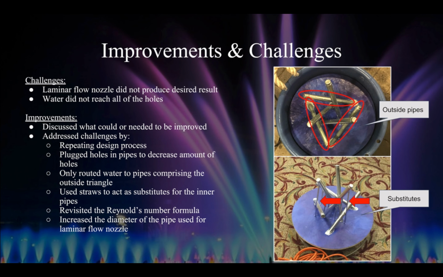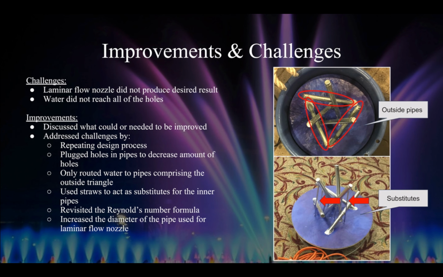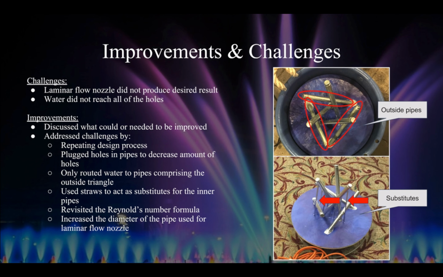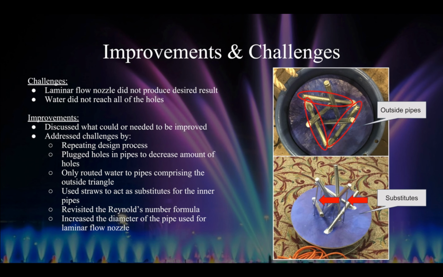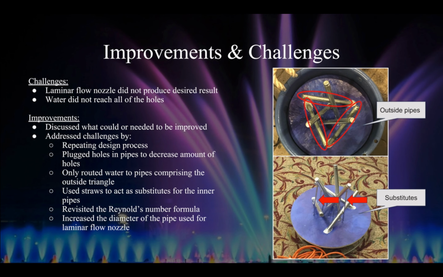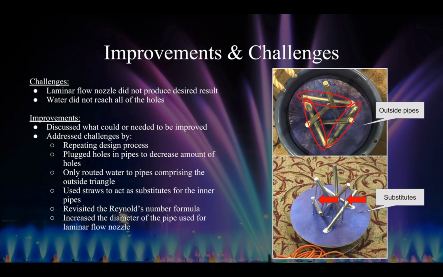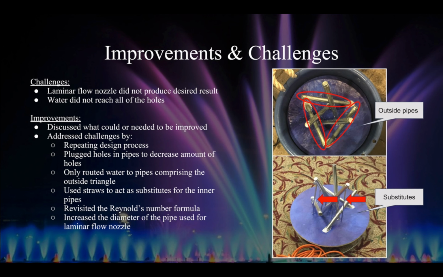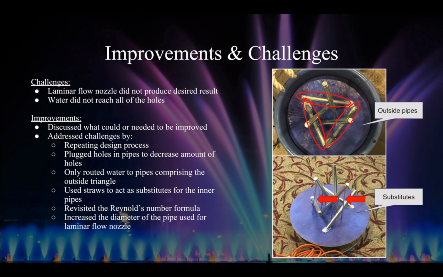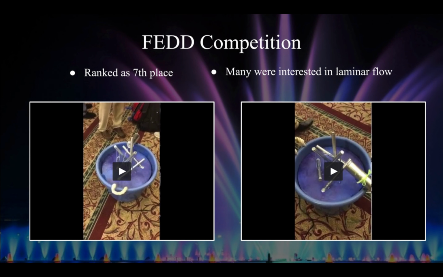We also used straws to act as substitutes for the water that would be flowing out the pipes that formed the inner triangle. Then, to modify the laminar flow nozzle, we returned to the Reynolds number formula, which is an equation that indicates whether flowing water is laminar, semi-turbulent, or fully turbulent. With some new calculations, we obtained a new pipe with a larger diameter to construct our second laminar flow nozzle, which, after a second round of testing, did actually create laminar flow.